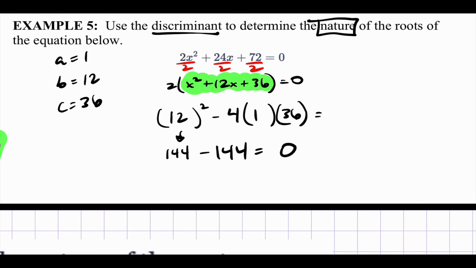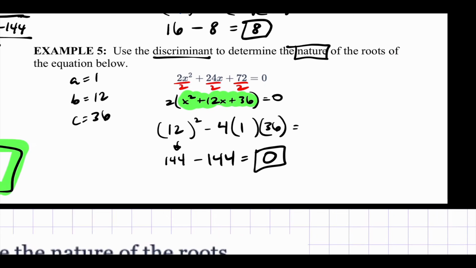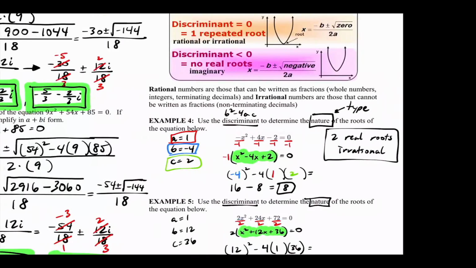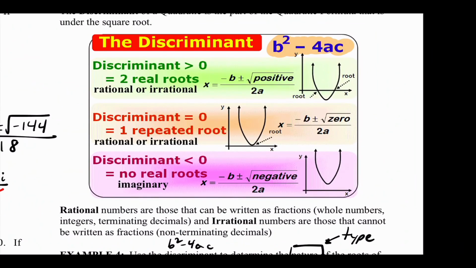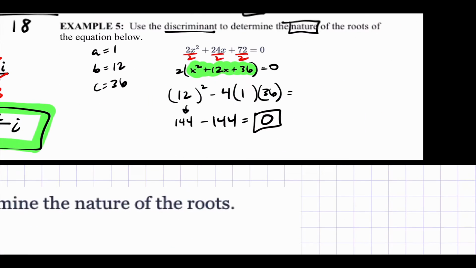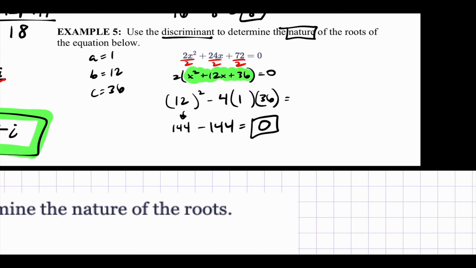Okay. So I go to my table. Green means positive. Yellow or orange means 0. Pink, purple means negative, less than 0. Well, this time we got it to be 0. So that means I'm going to have one repeated root. It means I'm going to have one answer, but it's going to repeat. Okay. One repeated root.